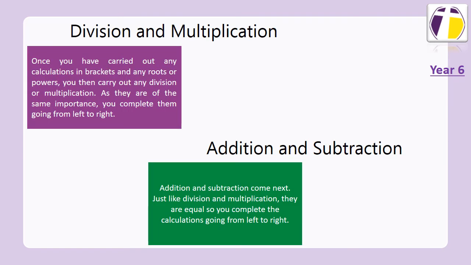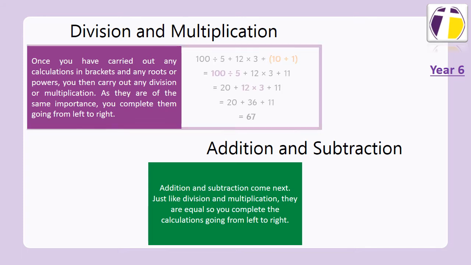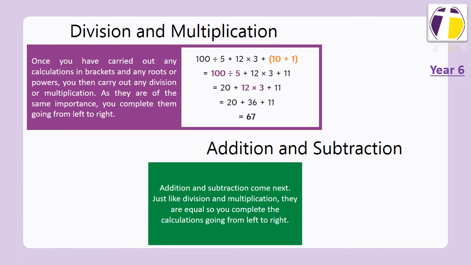Once you have carried out any calculations in brackets and any roots or powers, then you carry out any division or multiplication. As they are of the same importance, you complete them going from left to right. Here we have the calculation 100 divided by 5, add 12, multiplied by 3, add 10 plus 1. Firstly, we work out that 10 plus 1 is 11. Next, we work through the multiplication and division.